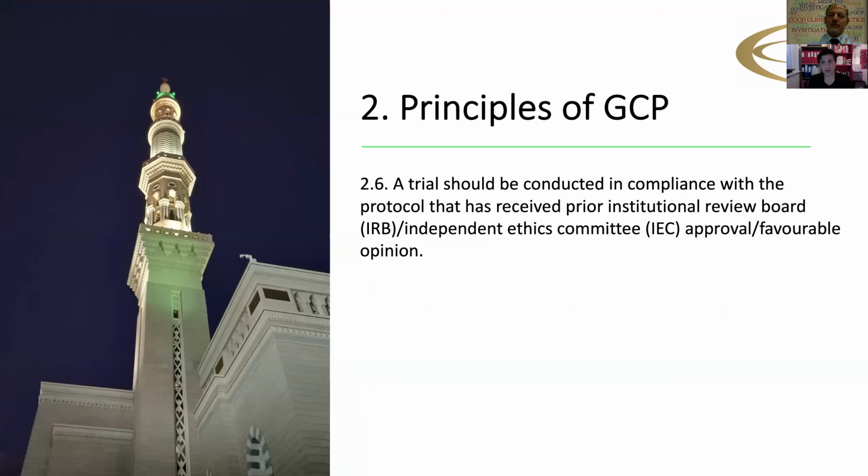The next one is that a trial should be conducted in compliance with the protocol that has received prior institutional review board, IRB, or independent ethics committee, IEC, favorable approval or opinion. Now, this is very important. We cannot conduct any research without getting approval from our IRBs. It's a principle of research. Every research has to be reviewed by an independent body, which we call an institutional review board, who will look at the science of the proposal, look at the ethics of the proposal, and give you the approval. Tomorrow, I'll tell you more about IRBs and IECs. So this is another very important principle of GCP.